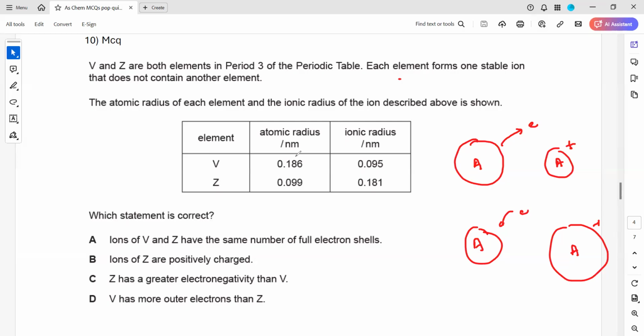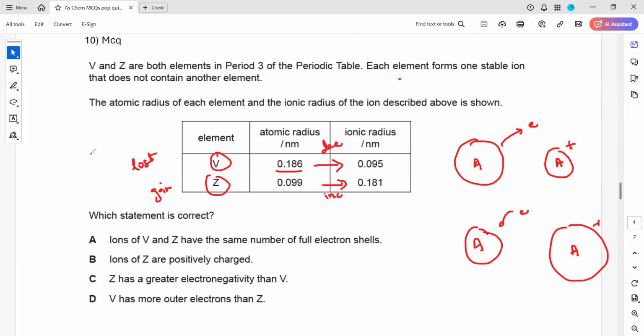Now we have to check. For element V, the atomic radius is 0.186, and then the ionic radius is 0.095. So what has happened to the radius? It has decreased. It means V has actually lost electrons, because when an atom turns into a positive ion, its size decreases. And when you check Z, which is 0.09, when it forms an ion, the size has increased. If the size has increased, it means it has gained electrons.